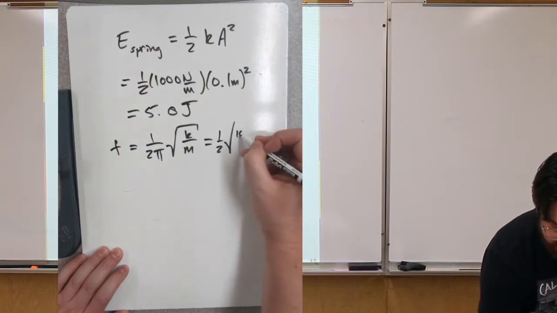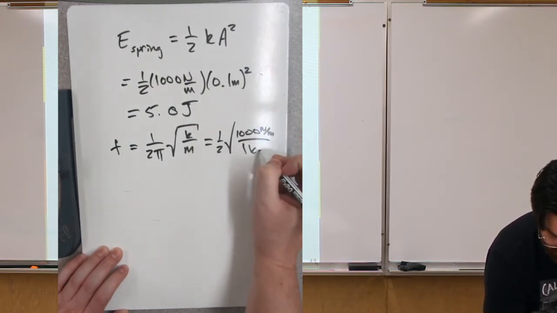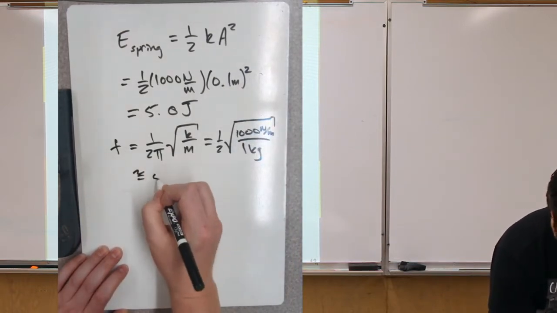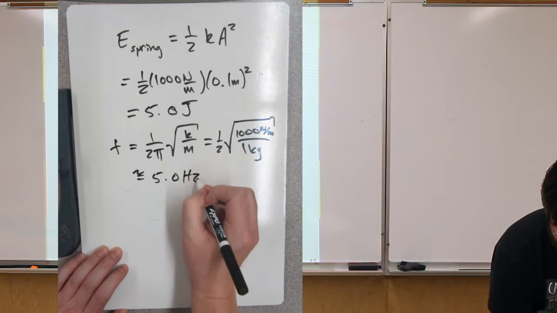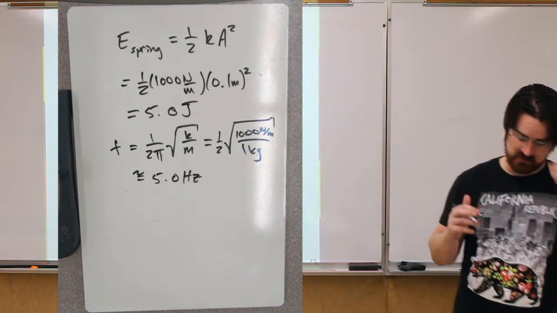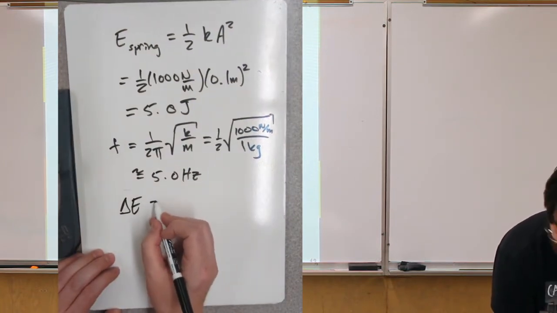which, put in those numbers, 1,000 newtons per meter over, they tell us it's a 1 kilogram mass, turns out to be about 5 hertz. That's the frequency of that oscillation. So what is then this energy quantum?